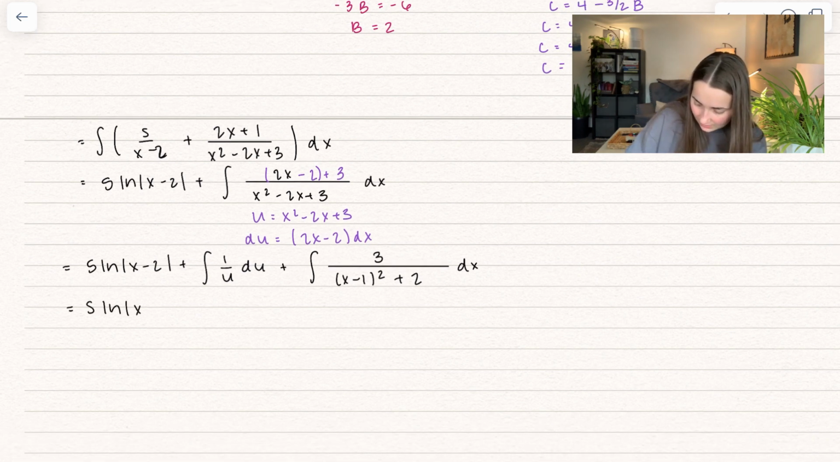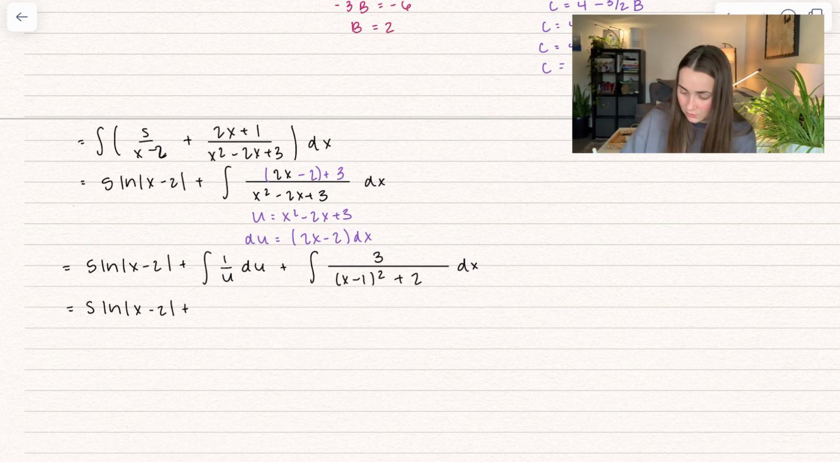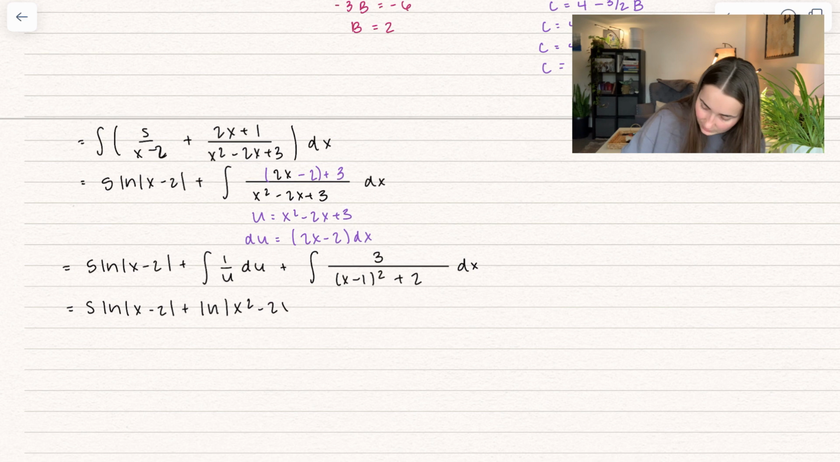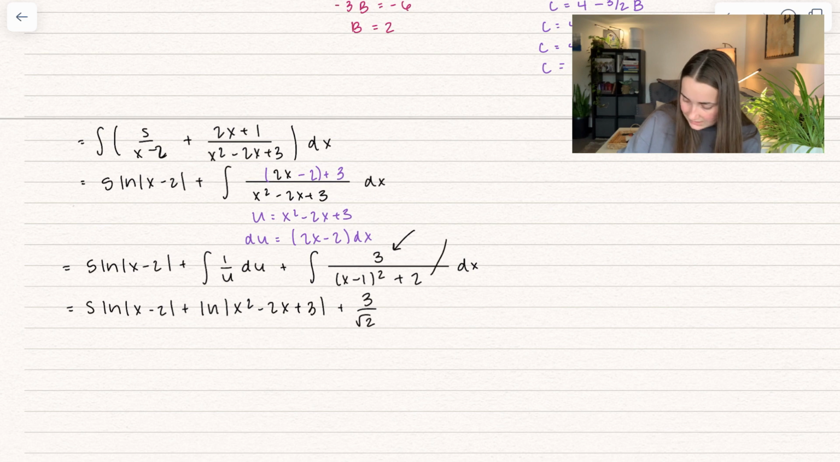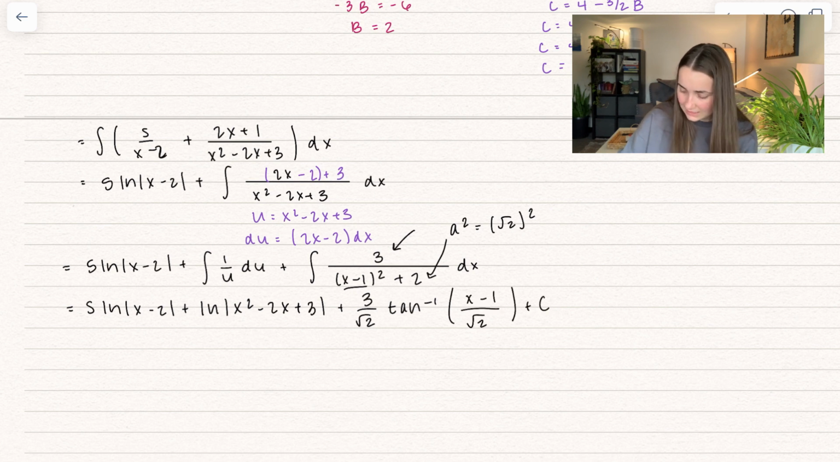5 natural log of x minus 2 plus, that's going to be natural log of u, which we can just plug u right in. x squared minus 2x plus 3. That's going to be 3, which is our scalar right here, divided by the square root of 2, right? Because this right here is our a squared, which is going to be the square root of 2 squared, times inverse tangent of our x term, which is squared. So that's going to be x minus 1 divided by our a term plus c. And that right there is our final solution.